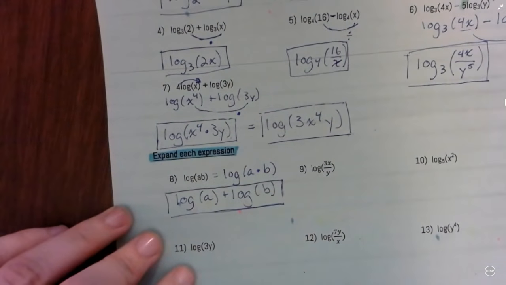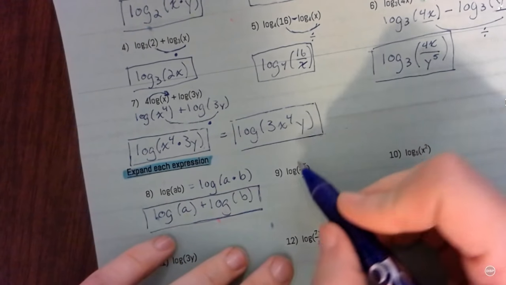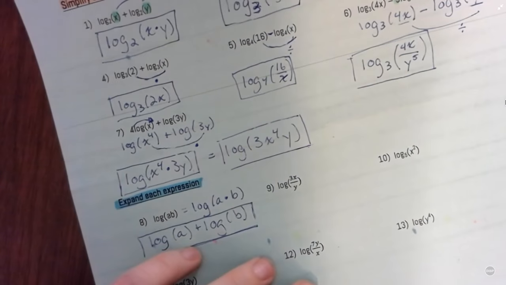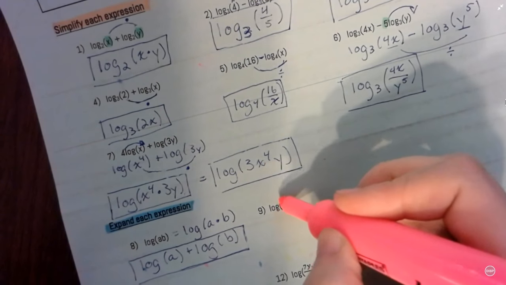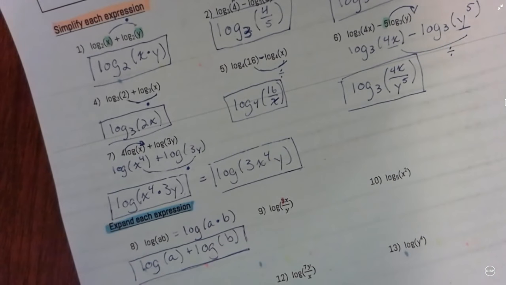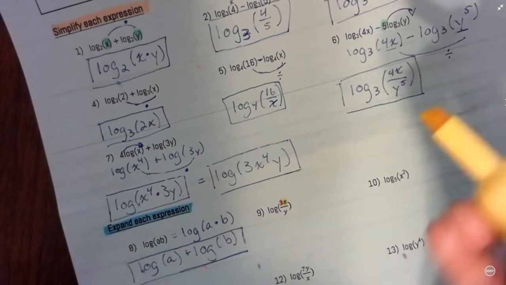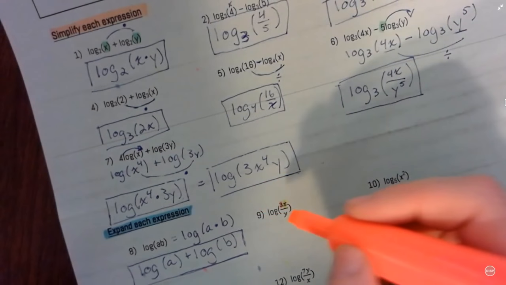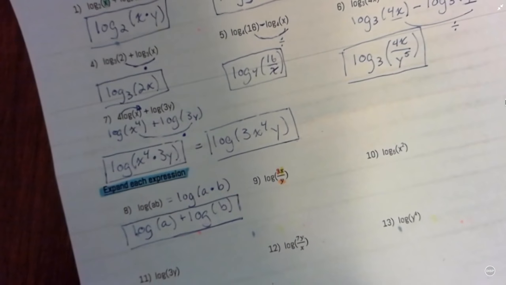Okay, let's try number 9. So number 9, I see actually several things going on here. There's multiplication here, and then there's division right there. So this is actually going to have 3 parts when we're done. It's going to have log of 3 as a separate part. Log of x is going to be a separate part. And log of y is going to be a separate part. So those colors look almost the same, don't they?